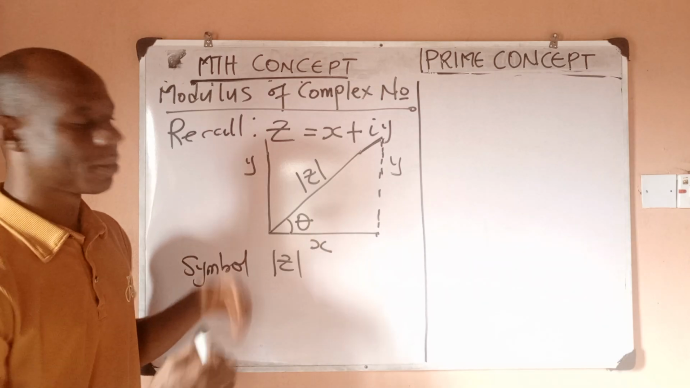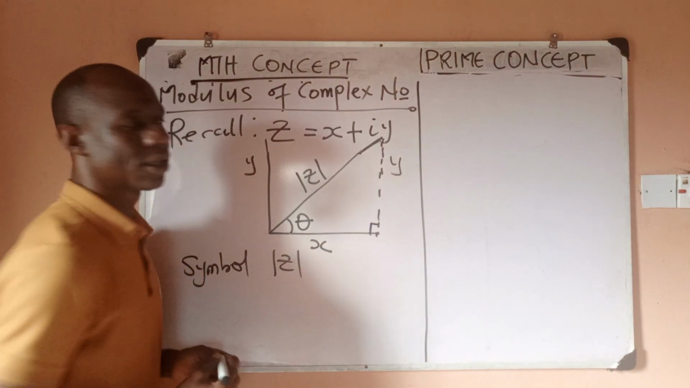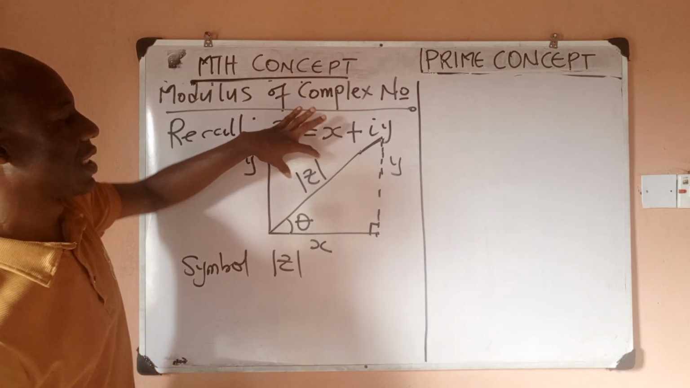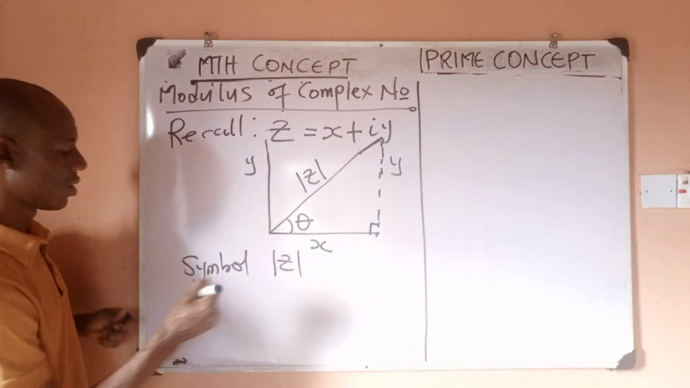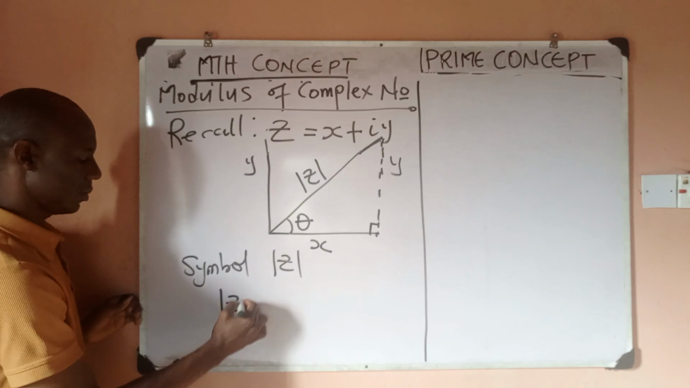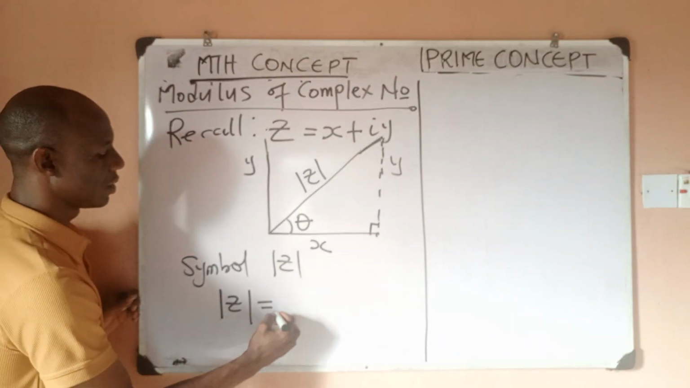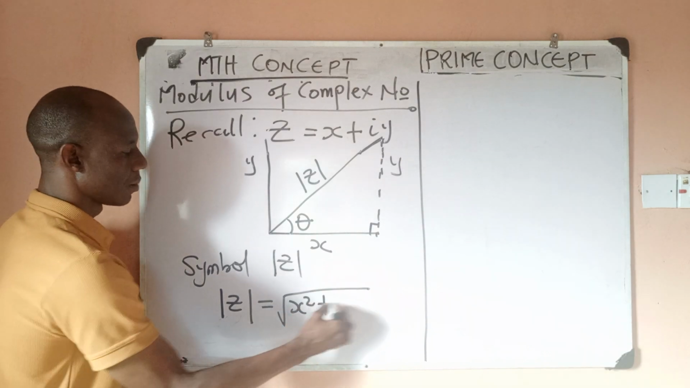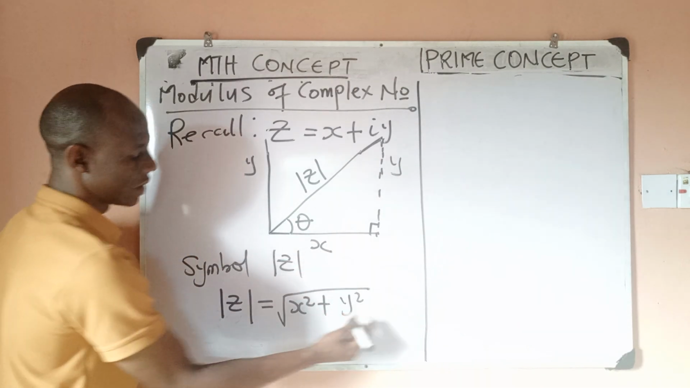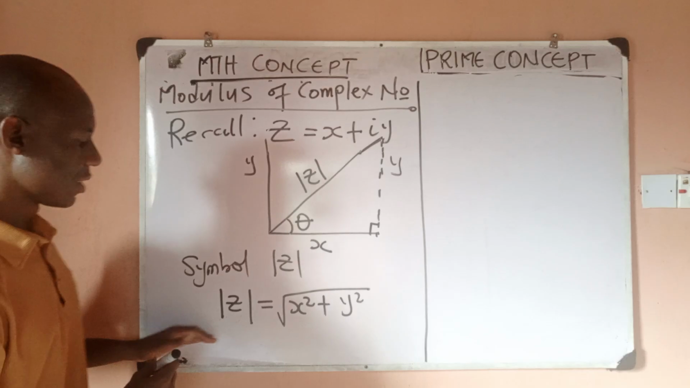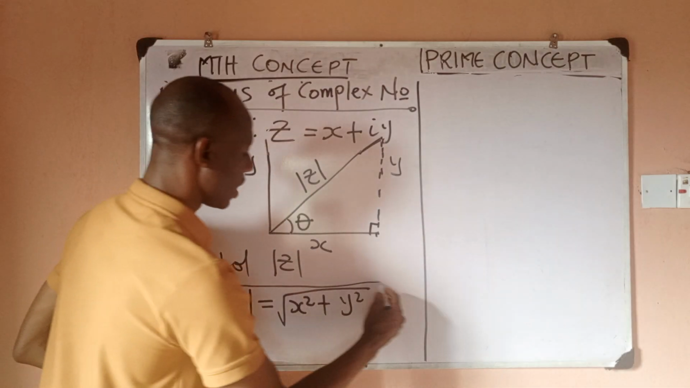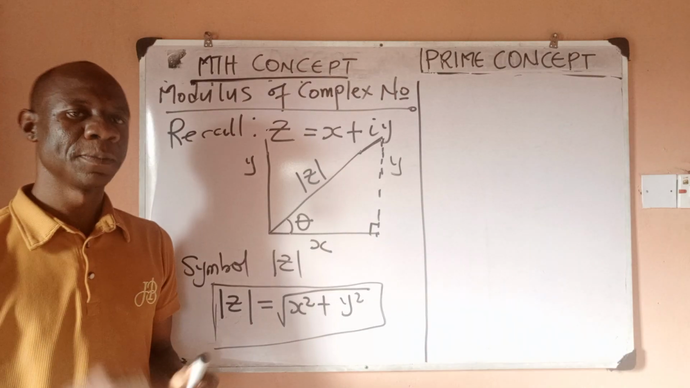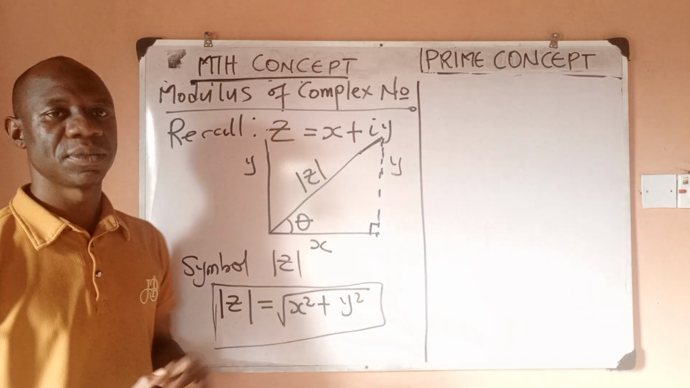Now from this diagram, seeing that this is a right triangle, we can apply Pythagoras theorem to solve for this hypotenuse, which is going to give us the modulus of z as the square root of x squared plus y squared. So this is simply Pythagoras theorem, and this formula here on the board is the formula we can use to find the modulus of a complex number.